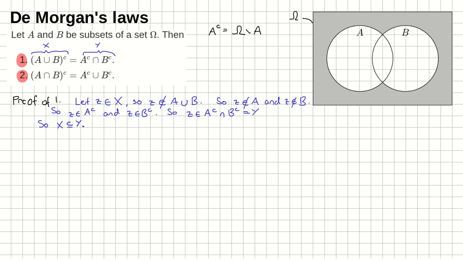Okay, so we've done half of our job. We've proved that X is a subset of Y, and we're now going to carry on and show that Y is a subset of X, from which we'll be able to conclude that X and Y are equal. So let us now choose an element in Y. Again, I'm going to call it z. Let z be an element of Y. So Y is the intersection of A complement and B complement. If z is in Y, then it's both in A complement and in B complement.